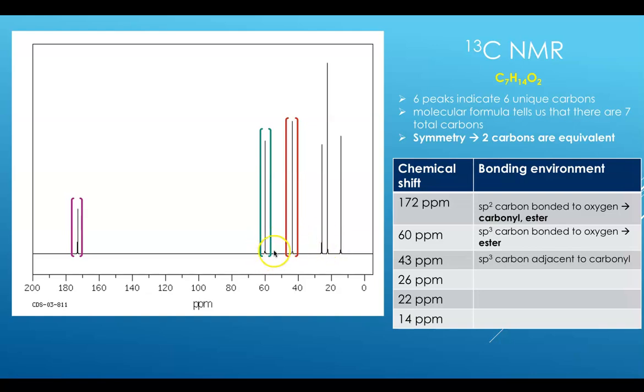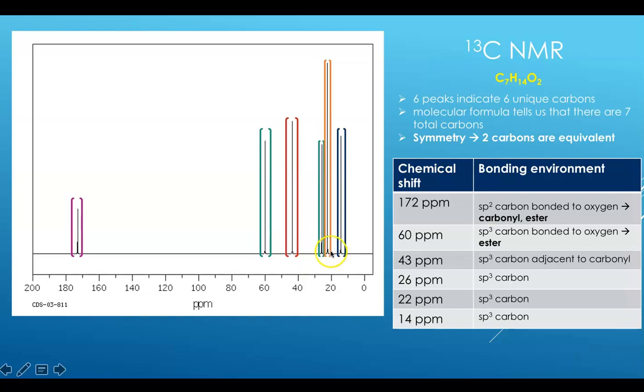Next, we have a peak around 43. This is still a bit downfield, and so this sp3 tetrahedral carbon is probably close to that carbonyl functional group. It's not very shielded. Some of the electron density is being taken by that carbonyl group. And then we have 3 more sp3 tetrahedral carbons that are more upfield and probably further away from that ester, from that carbonyl group.